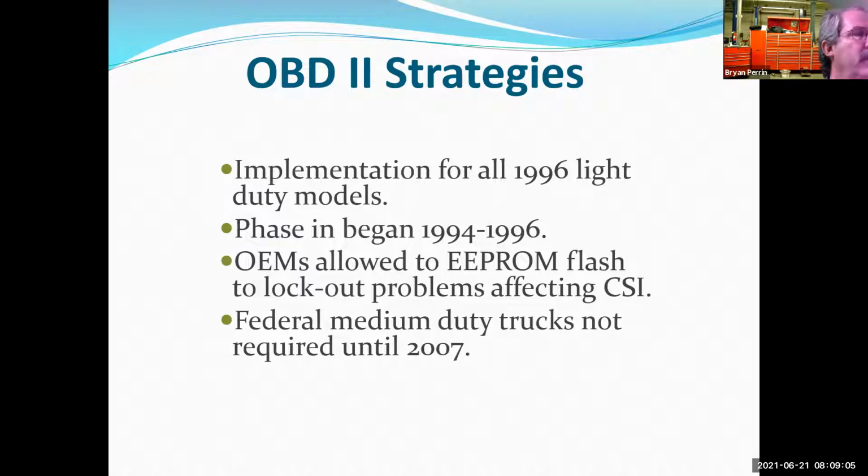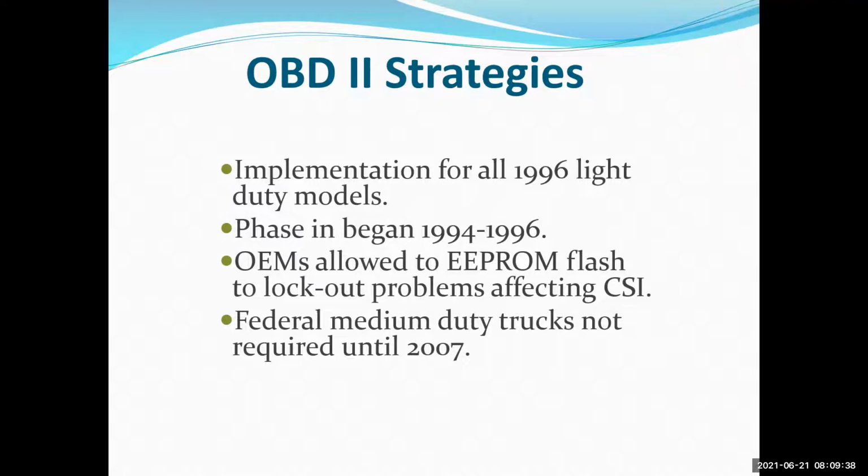Federal medium duty trucks were not required to be OBD2 until 2007. So medium duty for this purpose is defined as any truck with a gross vehicle weight rating over 8,500 pounds. And keep in mind, OBD2 regulations only go up to 14,000 pounds. So no vehicle with a gross vehicle weight rating over 14,000 pounds can be OBD2, because the regulations only go to 14,000 pounds. So at 14,000 and 1 pound, it's not OBD2.